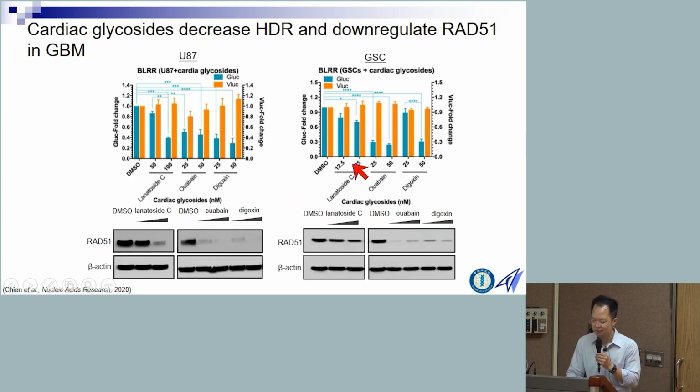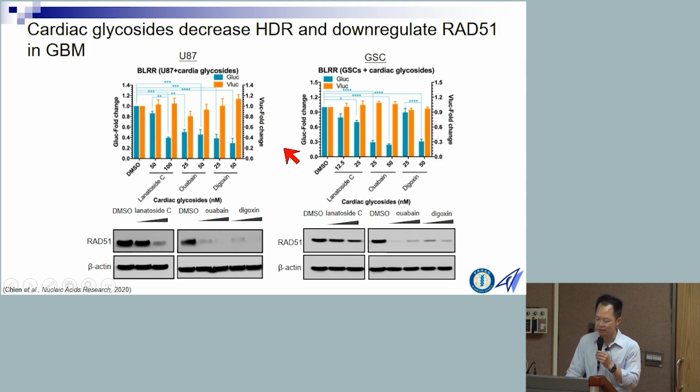Surprisingly, these are the groups of glycosides, be it nanotized C, albane, digoxin, sorry, I don't know how to pronounce this right. But basically, with higher dosage, we can see the HDR is suppressed when treated with these compounds, and they are known to be anti-cancer. And NHEJ, again, as I was mentioning to you, does not go down when HDR goes up or down.